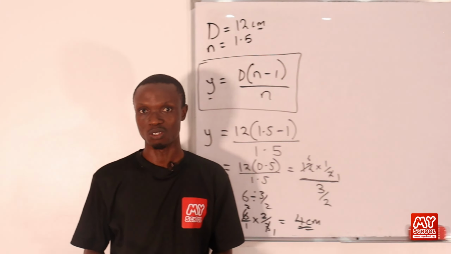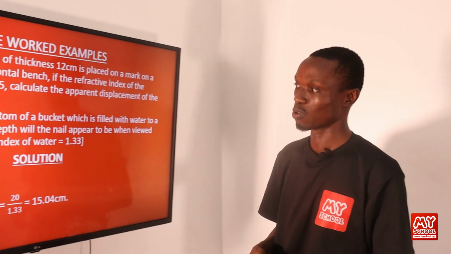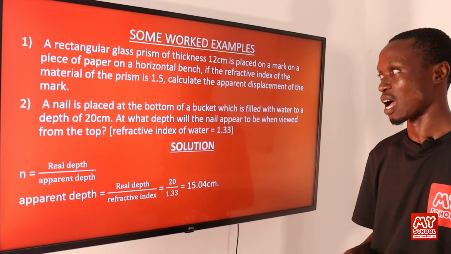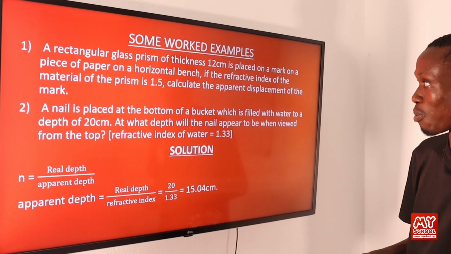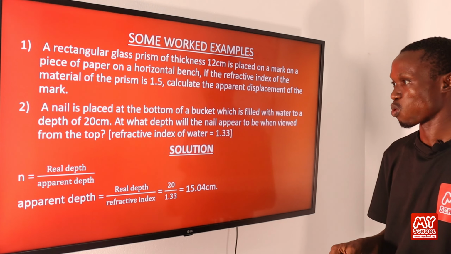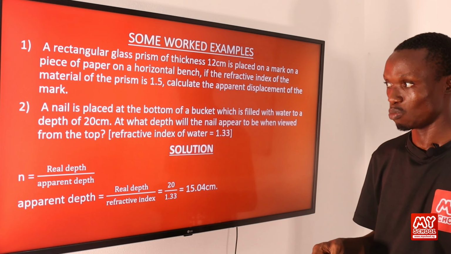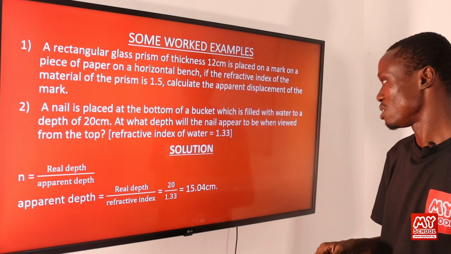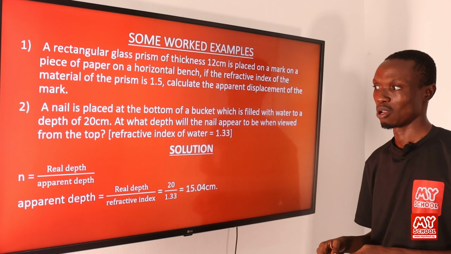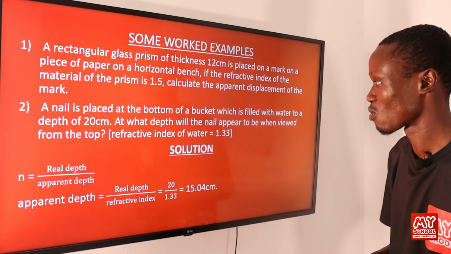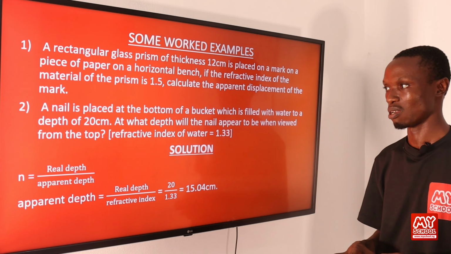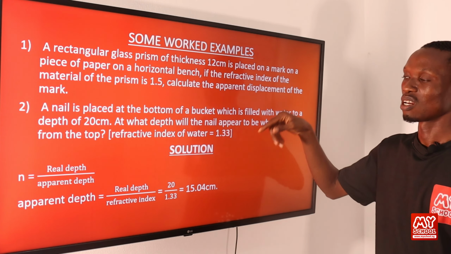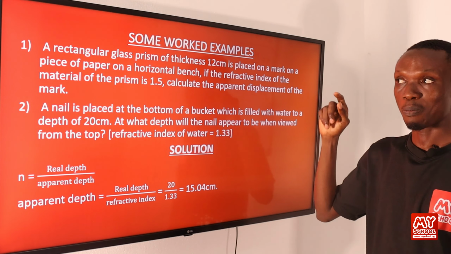So let's return back to the screen so that we can solve example 2. For example 2, we are told that a nail is placed at the bottom of a bucket which is filled with water to a depth of 20 centimeters. At what depth will the nail appear to be when viewed from the top? We are told here that the refractive index of water is equal to 1.33. So the depth they are asking about is actually the apparent depth.